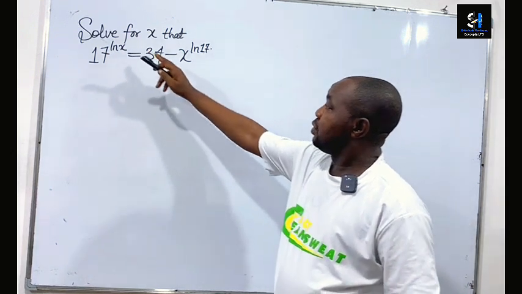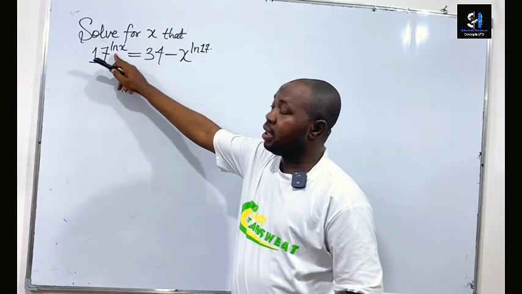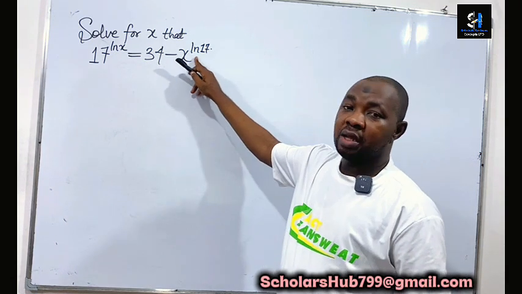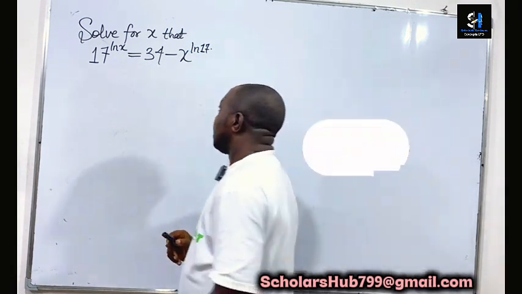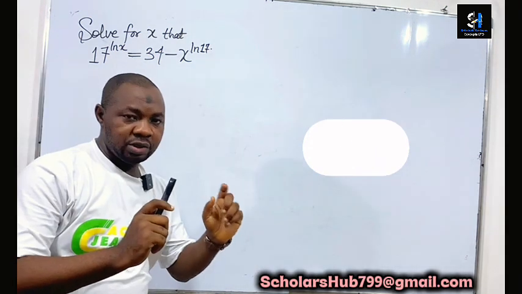Now let's solve for the value of x. We are given 17 raised to the ln x equals 34 minus x raised to the ln 17. To solve this question, we're going to use one of the properties of logarithms.